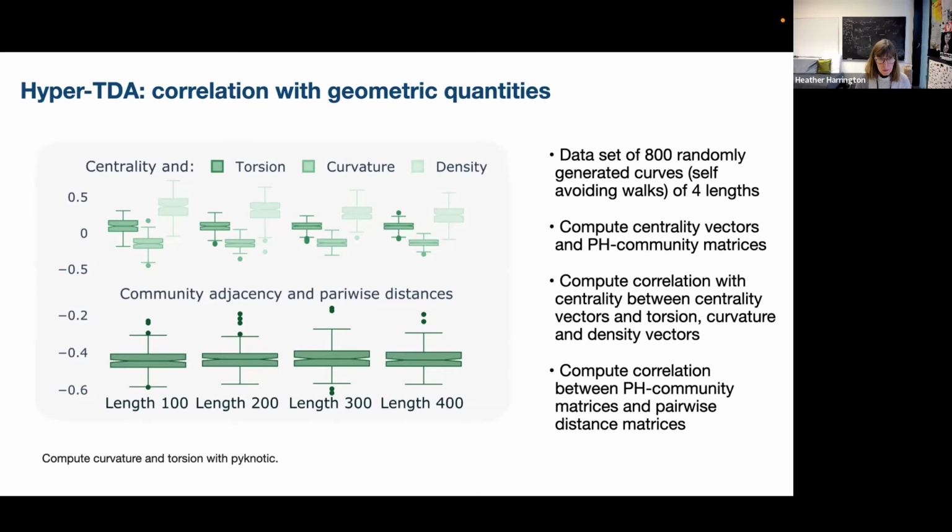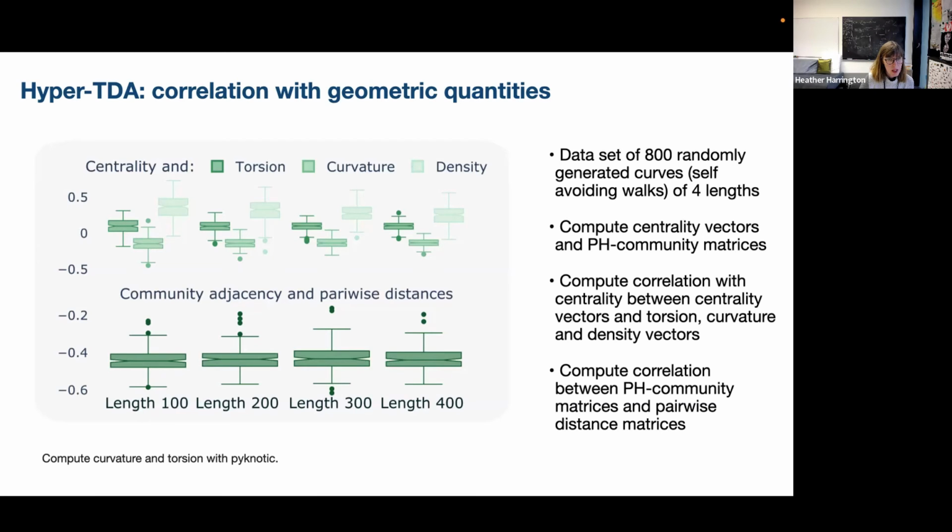So we looked at these 4 different lengths of randomly generated curves that are self-avoiding walks. And we computed centrality and persistent homology communities. Then we looked at the correlation of the centrality, which is the top row, with other geometric measures: torsion, curvature, and density. These are computed with pynauty.